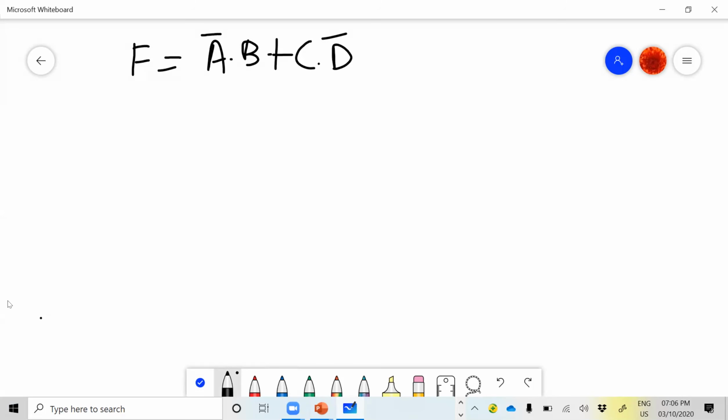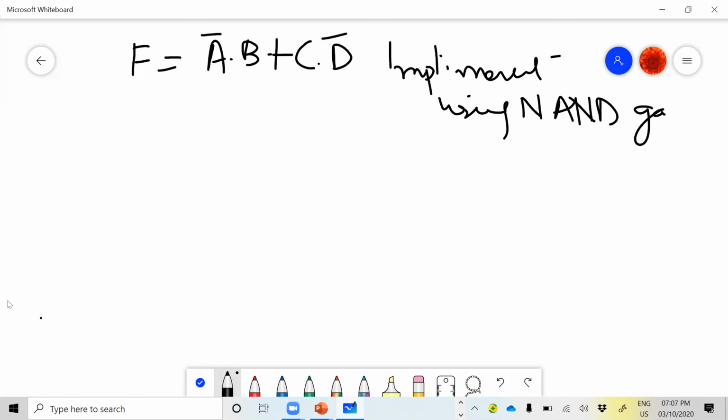So I'm writing: implement using NAND gate only. It means you cannot use any other gate now. You will be using NAND gate only. Now, how can you solve this type of question?